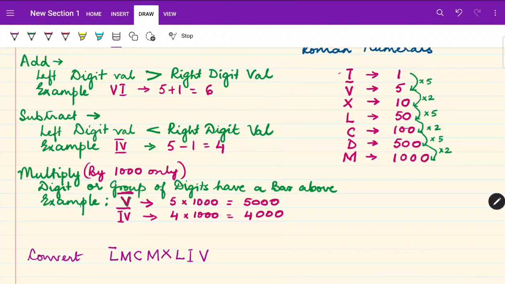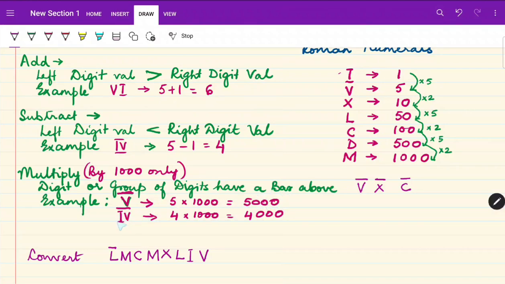All right, so let me just take out my pen and do some writing here. So this is how, when we say a bar above, that means you can take any numeral and put a bar above it. For example, X and then a bar above it. We can have a C with a bar above it. That means whatever the value of the numeral is has to be multiplied by 1000. So V with a bar above is 5 times 1000, giving us a value of 5000.